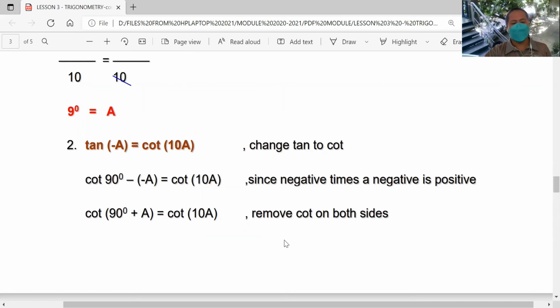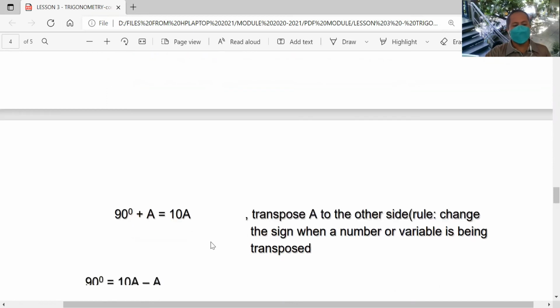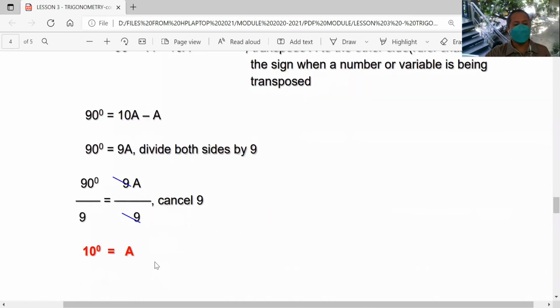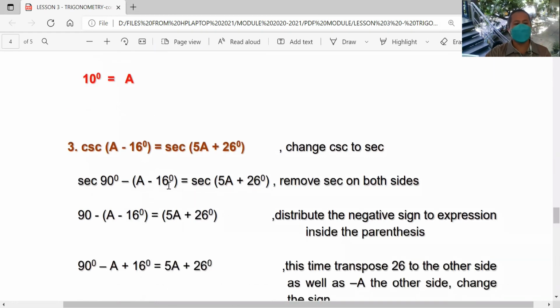Again, remove cotangent on both sides. We can remove it by applying inverse cotangent on both sides. So we have 90 degrees plus a is equal to 10a. Then transpose a to the other side. It will become negative. So we have 10a minus a. 90 degrees equals 9a. So divide both sides by 9. That will become a is 10 degrees. Okay, so let's take example number 3.